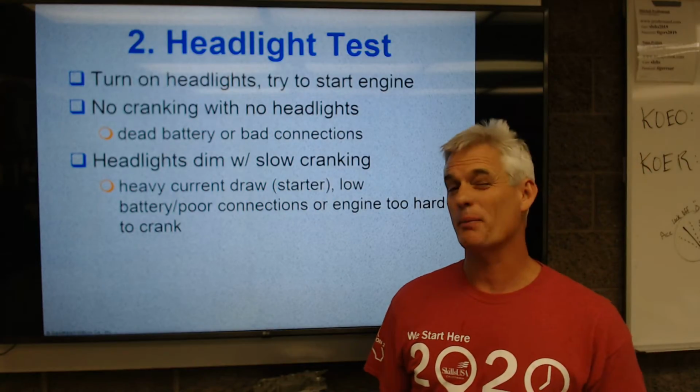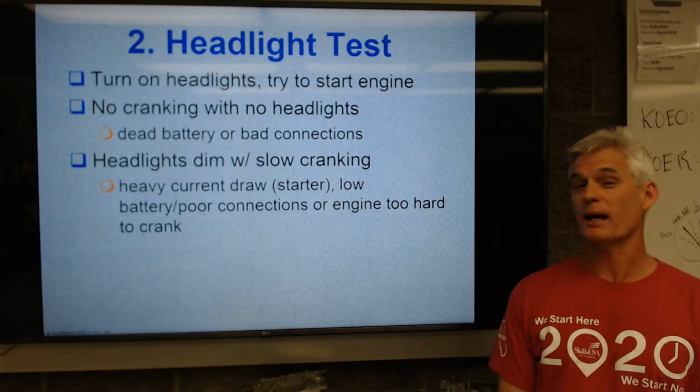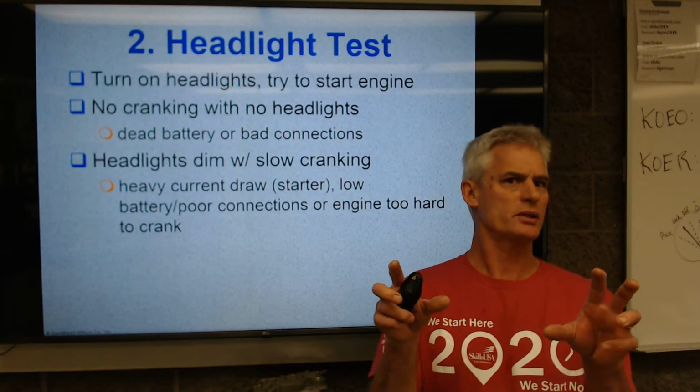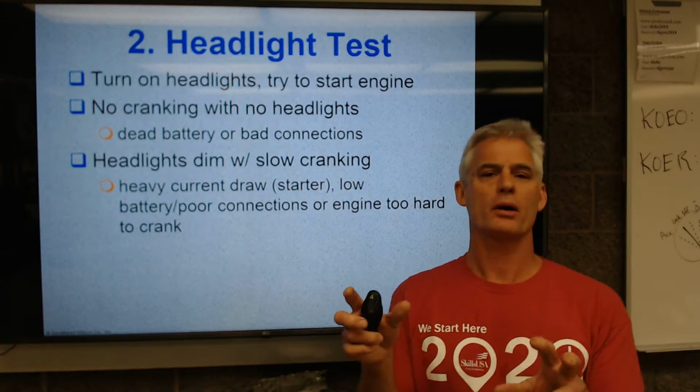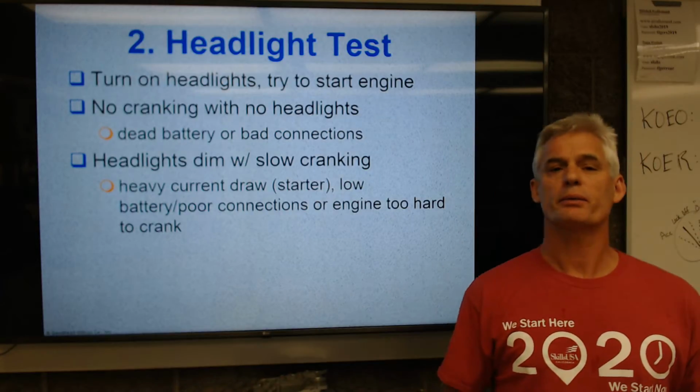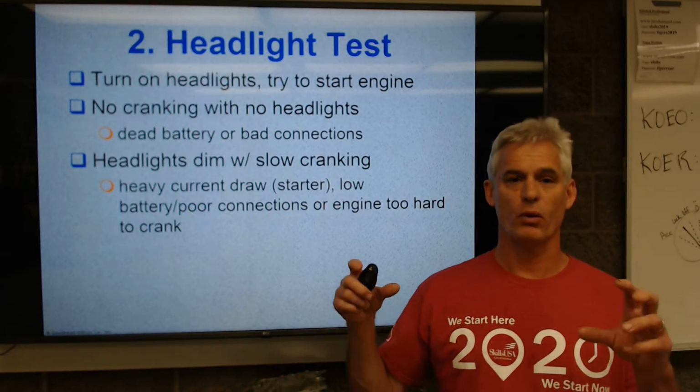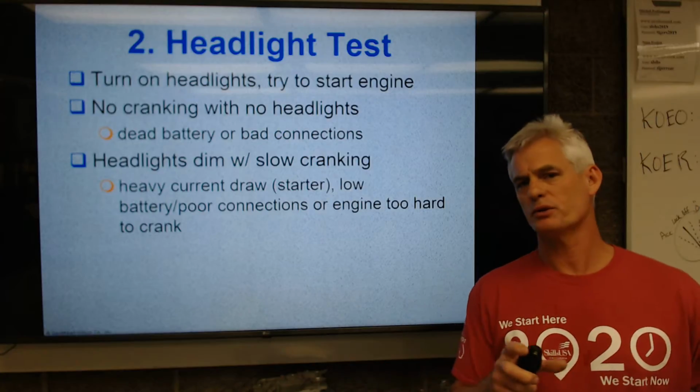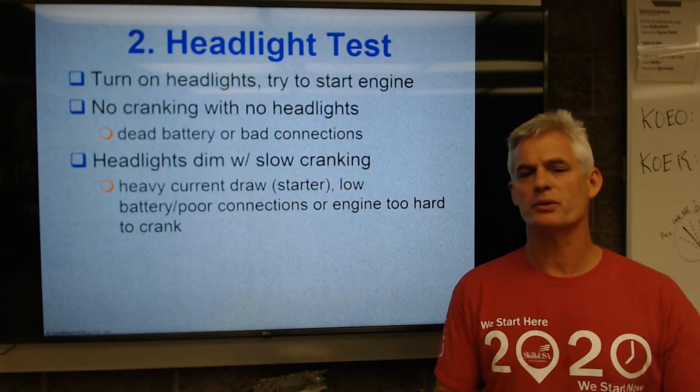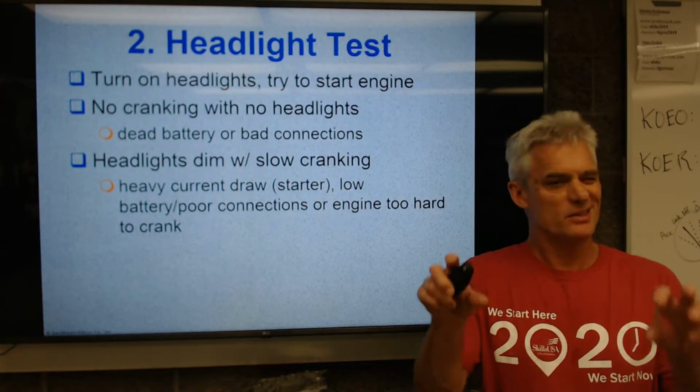What's supposed to happen when the engine cranks? What's supposed to happen is the headlights dim slightly, and then the car cranks at normal speed and starts. The reason the lights dim is that a couple of volts are being consumed to push the current through the starting system, and that's dimming the headlights down.